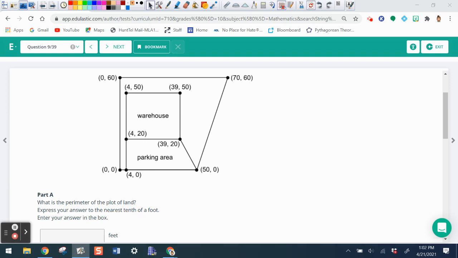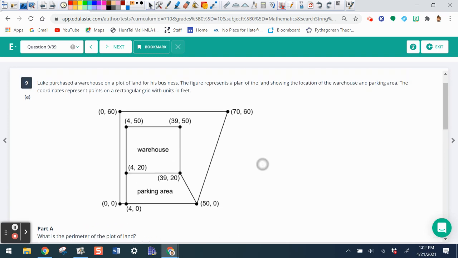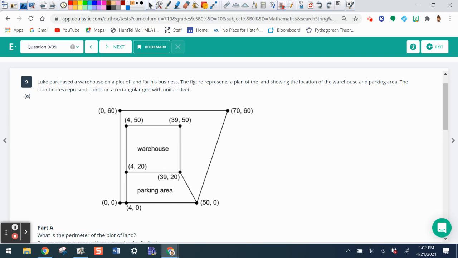So let's make sure which of these line segments refer to the plot of land. It says Luke purchased a warehouse on a plot of land. So this warehouse here, which is this square, I believe, and this parking area have to be sitting on the plot of land. So we should assume that this right here is the plot of land, what I've just highlighted in blue. So they want us to find the perimeter of the plot of land.